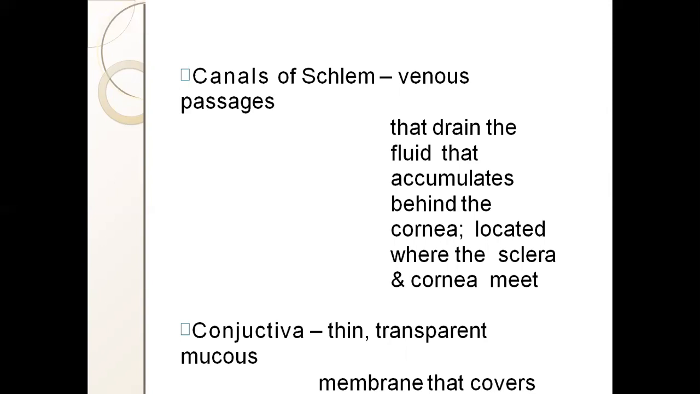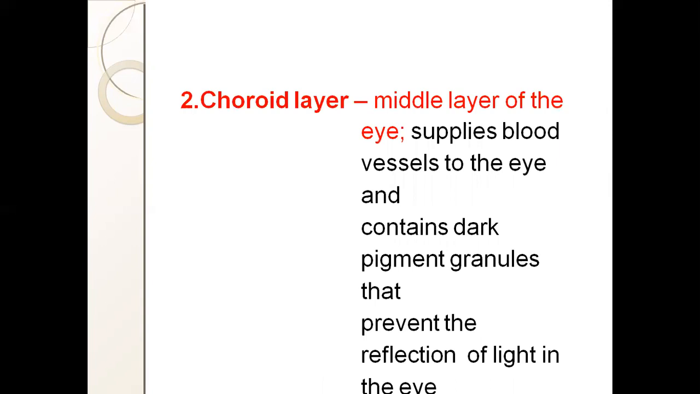Then next is the conjunctiva, a thin transparent mucous membrane that covers the layer. Then next is the choroid layer, the middle layer of the eye. It supplies blood vessels to the eye and contains dark pigment granules that prevent the reflection of light in the eye.